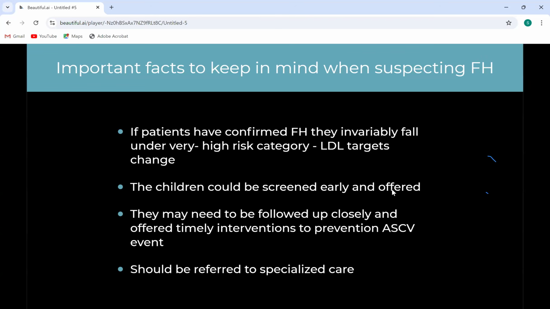So this is what we discussed. If you think the patient is familial hypercholesterolemic, then your targets and your screening of the family is important.